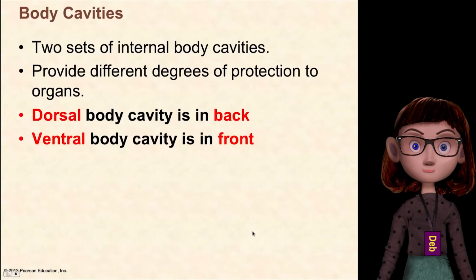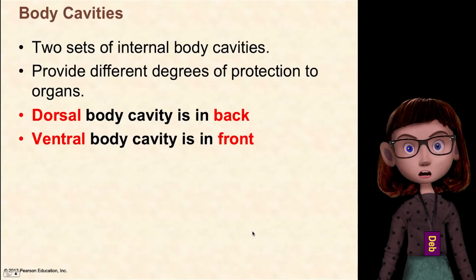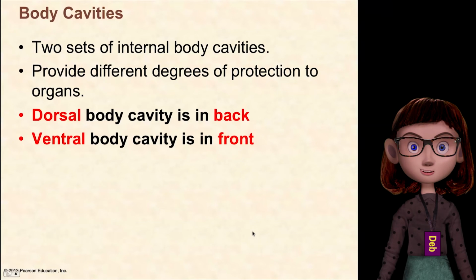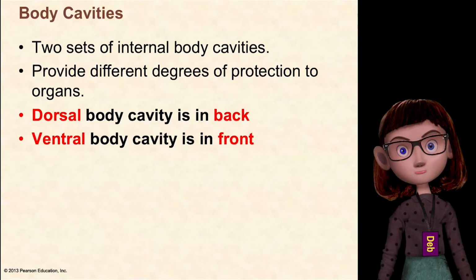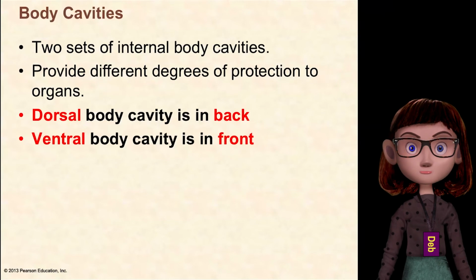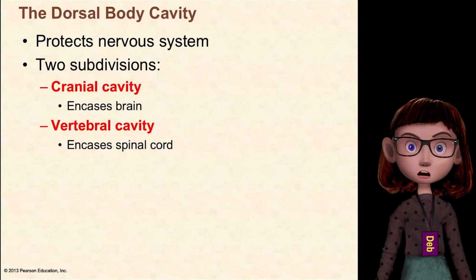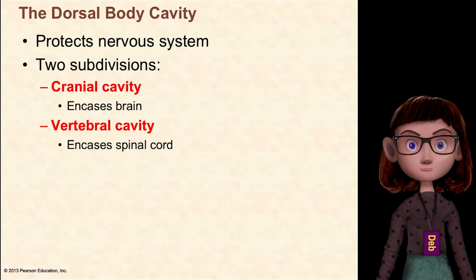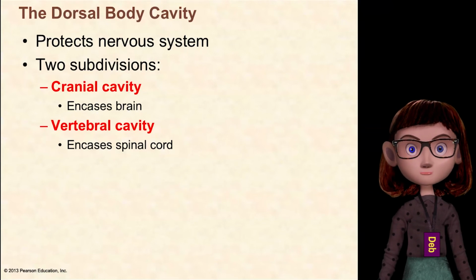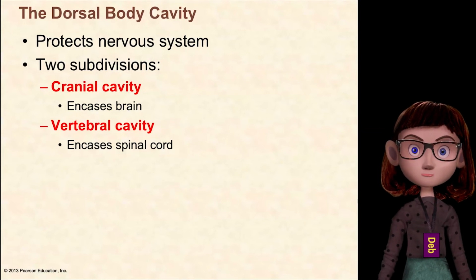Body cavities. There are actually two sets of internal body cavities. These provide different degrees of protection to your organs. The dorsal body cavity is in the back, and the ventral body cavity is in the front. The dorsal body cavity protects the nervous system. There are two subdivisions: the cranial cavity encases the brain, and the vertebral cavity encases the spinal cord.